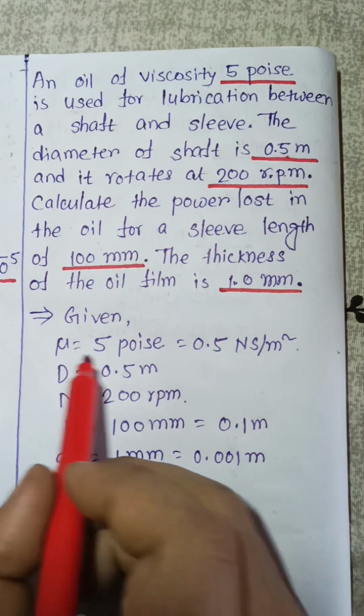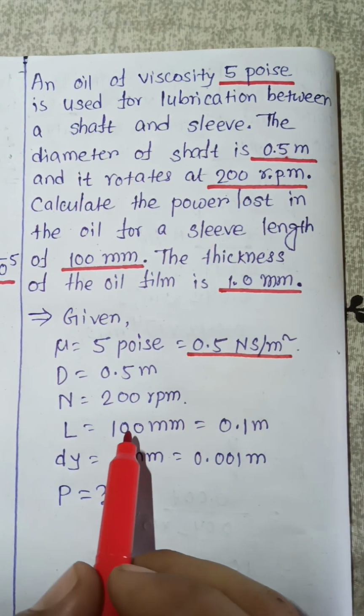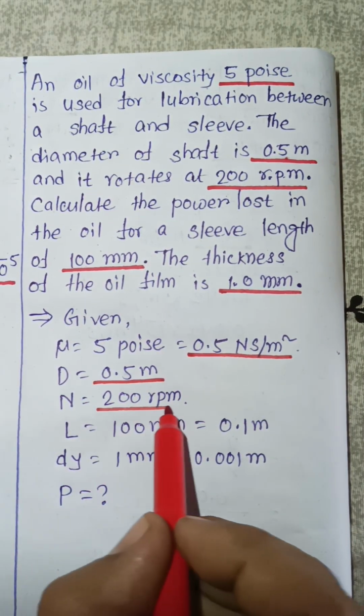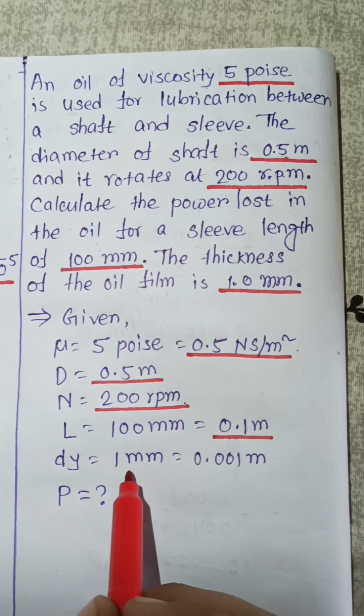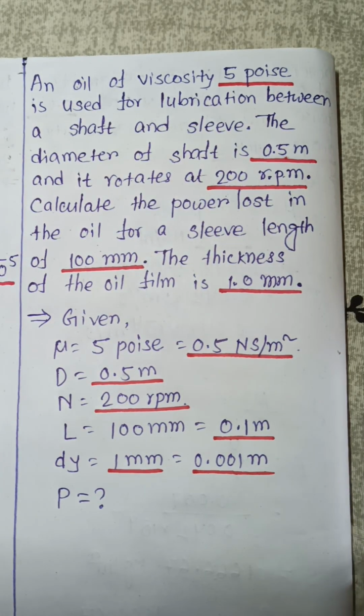So what is given in this question? mu is equal to 5 poise, that is 0.5 Newton second per meter square. Diameter is 0.5 meter. RPM is 200. Length is 0.1 meter. And clearance is 1 mm, that is equal to 0.001 meter. So you have to calculate the power.